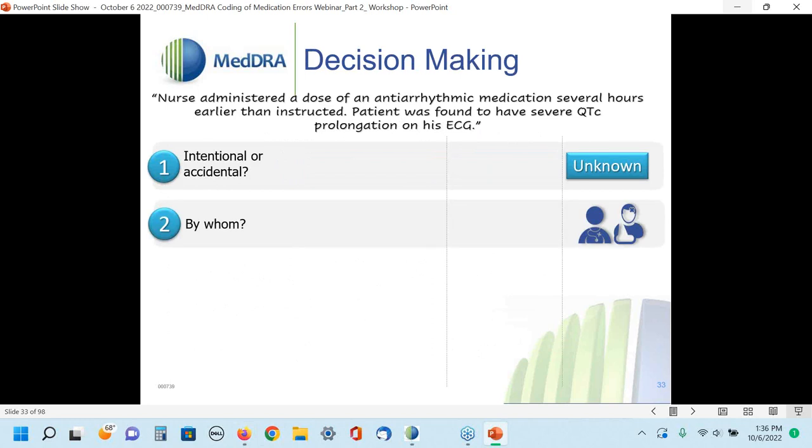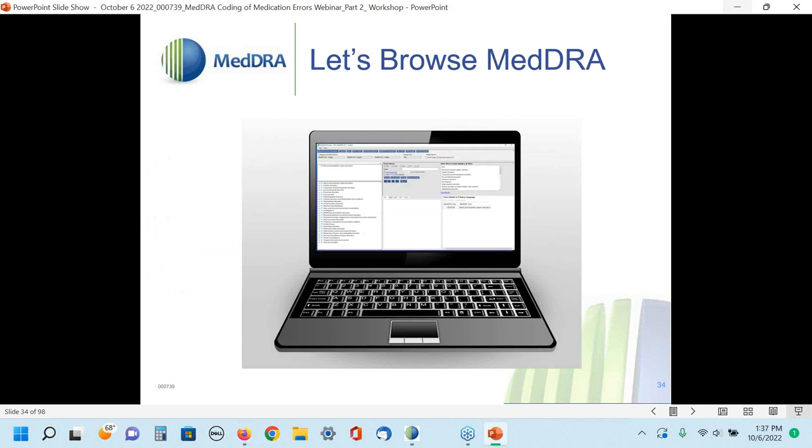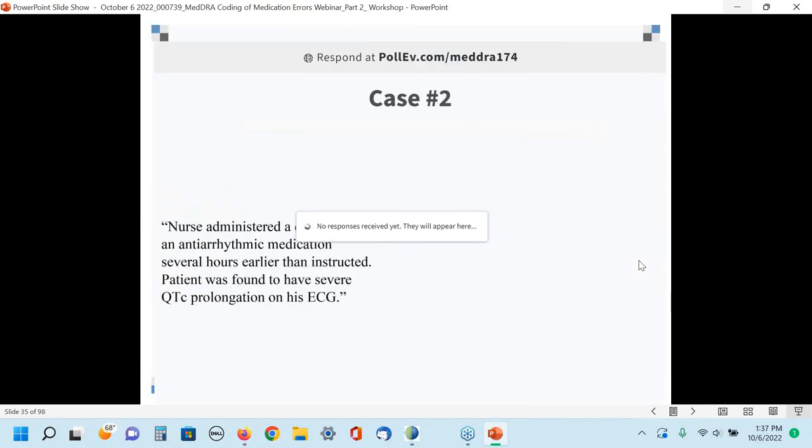In this particular case, it's unknown, and it doesn't really matter whether it is a healthcare practitioner or whether it is a patient, but in this case, it was by a healthcare practitioner, specifically a nurse, with an intentional or therapeutic intention. And so this is a product use issue. So we're going to go in the MedDRA and try to come up with something that's going to help us here in making sense of this particular situation. So I'd like you then to take a few minutes, go in and start to think about LLTs for what you think should be captured in this particular narrative.